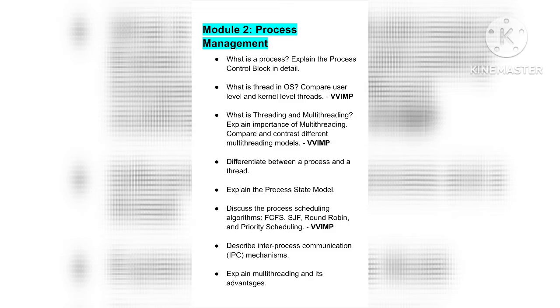Now let's cover process scheduling algorithms, such as first come first serve, shortest job first, round robin, and priority scheduling. These are critical for efficient CPU usage. How do processes talk to each other? This is done through inter-process communication (IPC) mechanisms like pipes, shared memory, message passing, and semaphores. Finally, we revisit multithreading and its advantages, such as better CPU utilization and responsiveness.